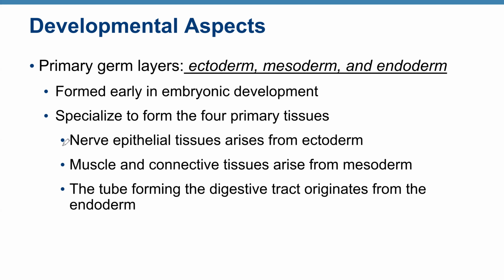Now, nerve and epithelial tissue arise from ectoderm. Muscle and connective tissue arise from mesoderm, and the tube forming the digestive tract originates from endoderm. Those are some examples, but we're going to look at these primary germ layers in more detail, and we will see that epithelial tissue is actually formed from all three layers, for example, and we will cover some other structures and organs that form from these three primary germ layers.